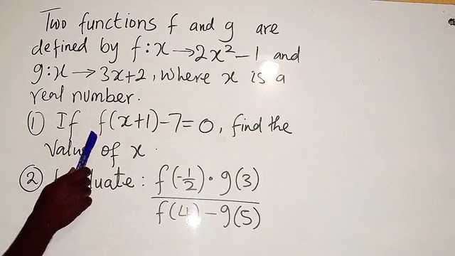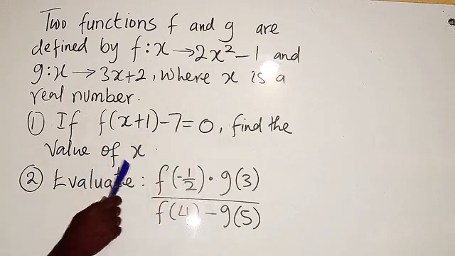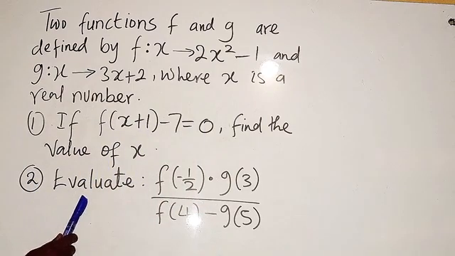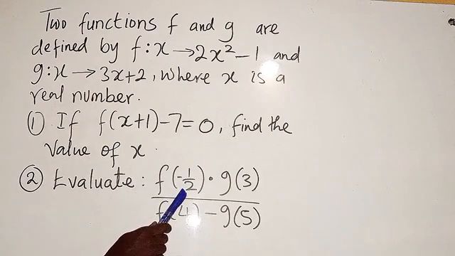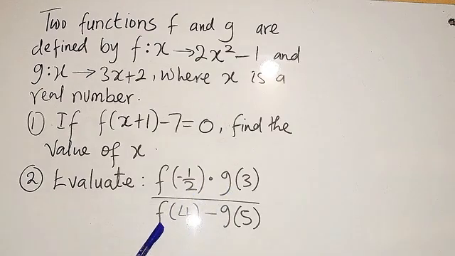The question says if f of x plus 1 minus 7 equals 0, we should find the value of x. Then also we should evaluate f of minus 1 over 2 multiplied by g of 3, divided by f of 4 minus g of 5.